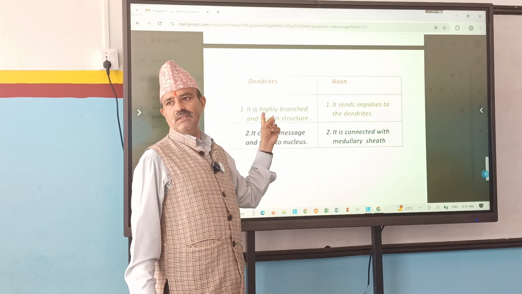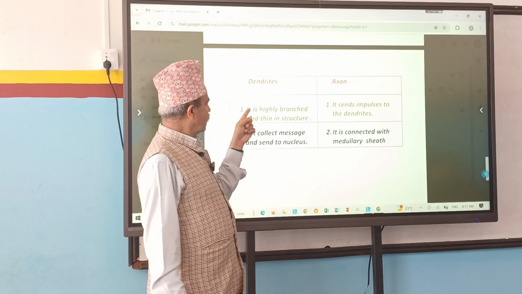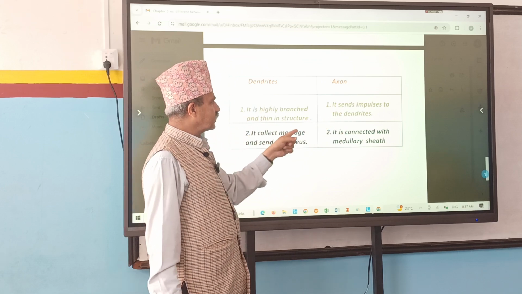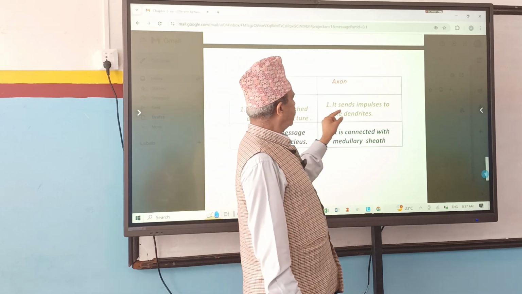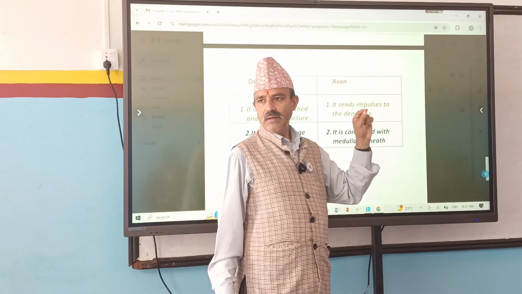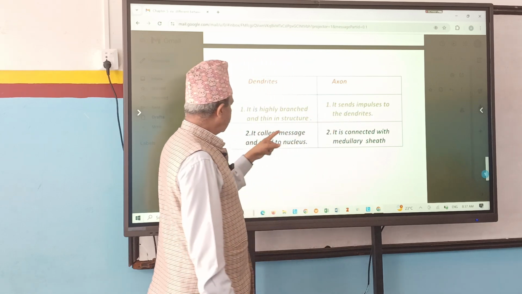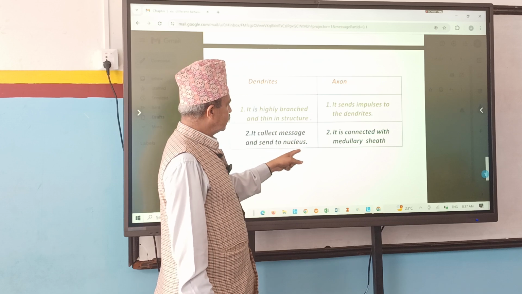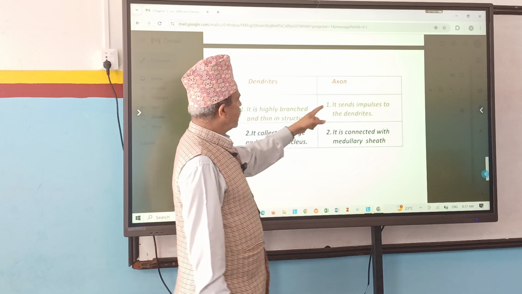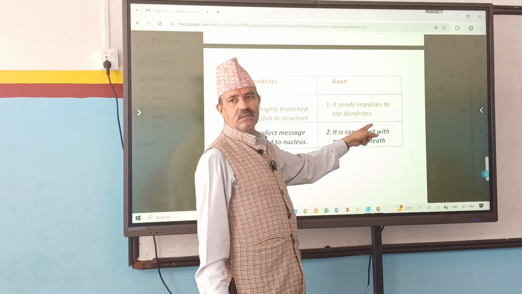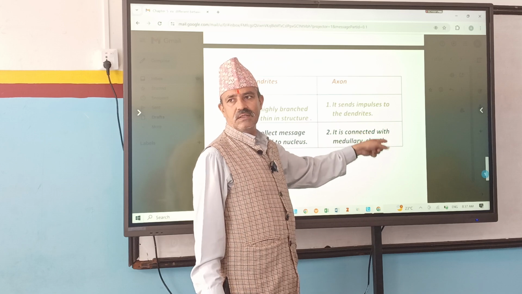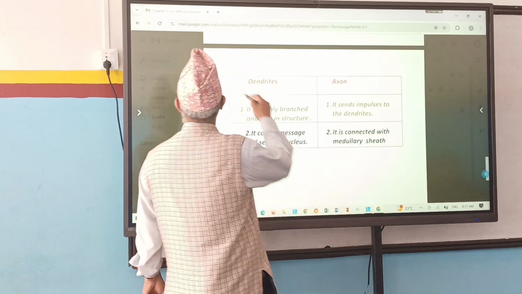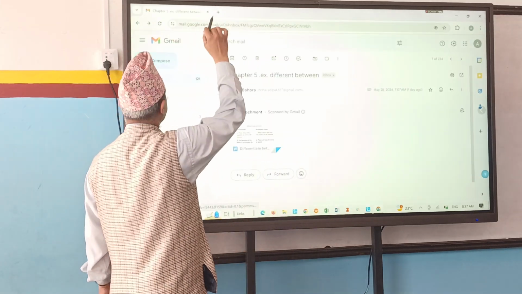There you wrote function, here you wrote structure. Dendrites are highly branched and thin in structure. The axon is thick and single, only one. It collects messages and sends them to muscles or to the nucleus. It sends impulses to the dendrites. That is okay, right? So in that way we have tried the differences between them.